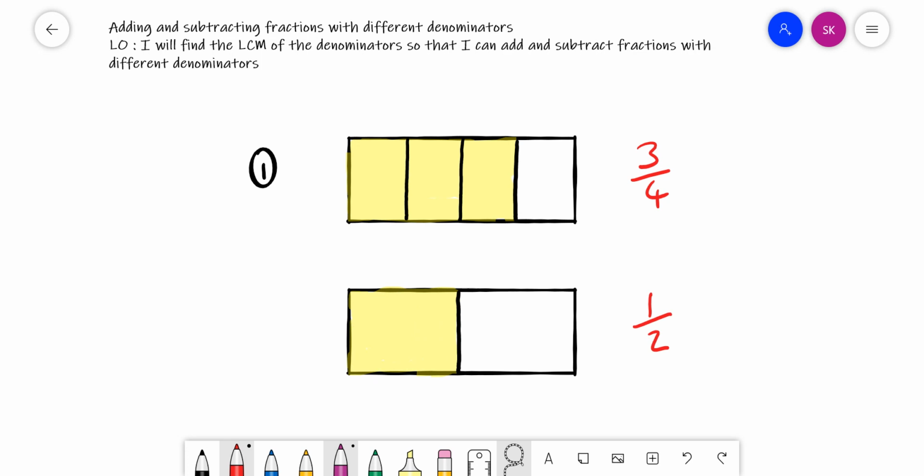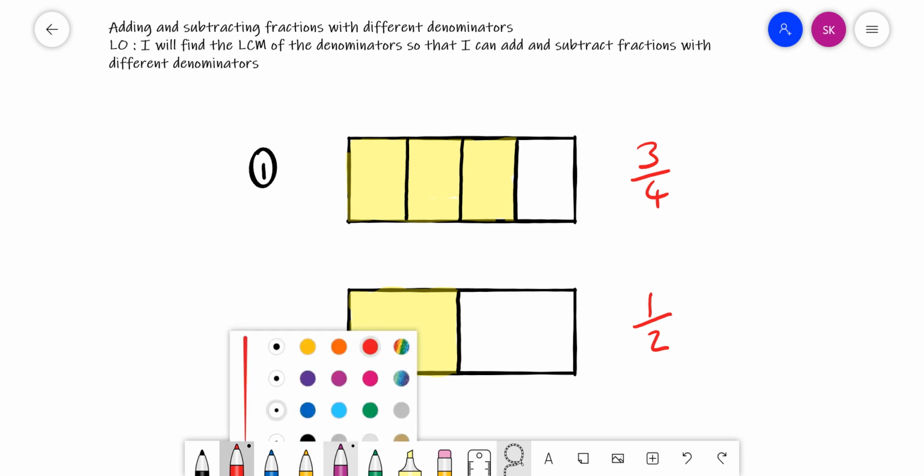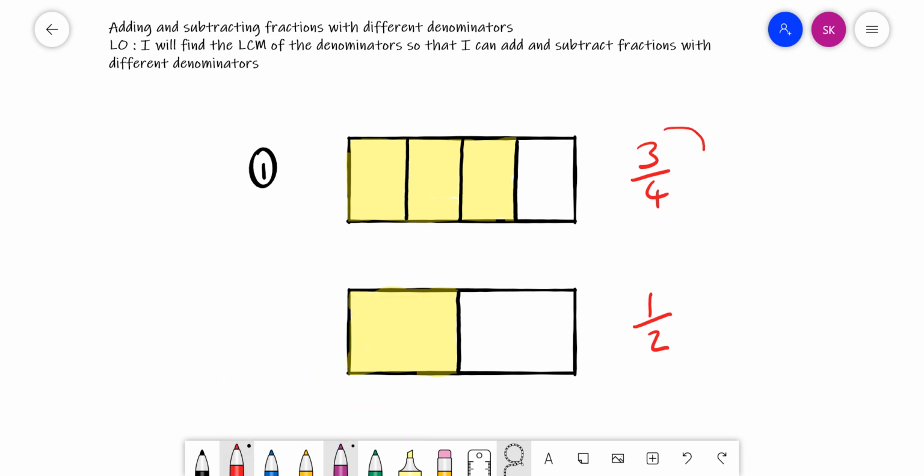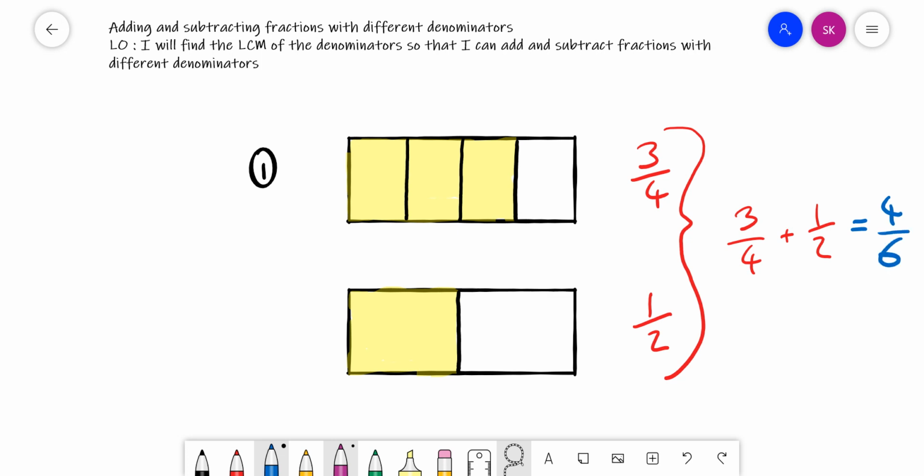That's what today's lesson is all about. Because what we're doing here is we are adding these two fractions. We're adding 3/4 to a half, because that's the total amount of chocolate that I ate. What a lot of people who aren't very confident with fractions want to do is this. They want to go 3 plus 1 is 4, 4 plus 2 is 6. Well guys, that is utter nonsense.